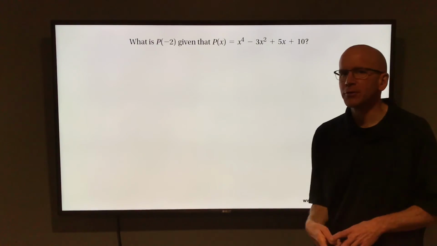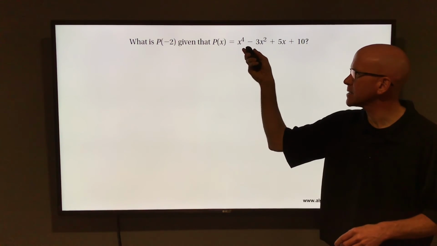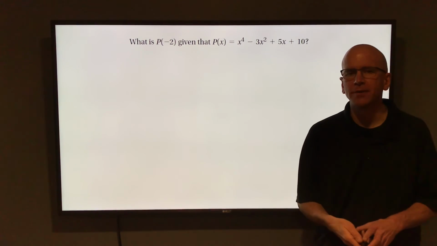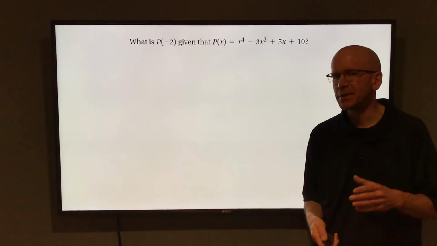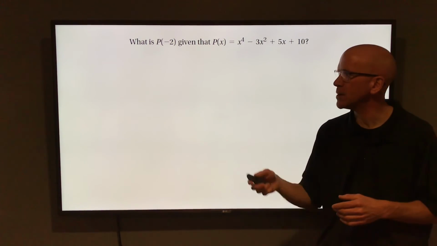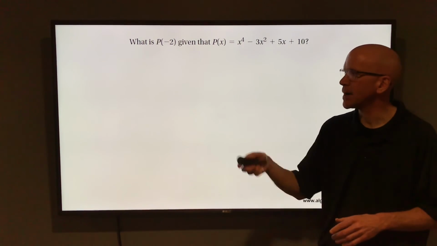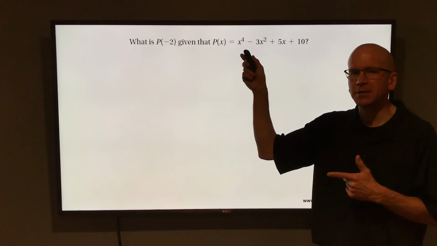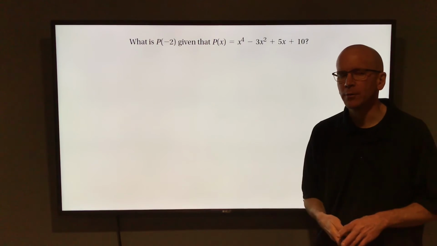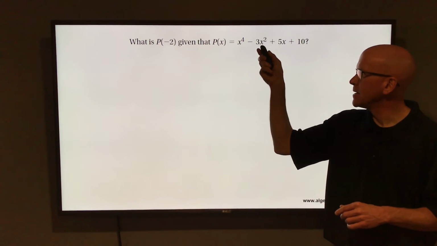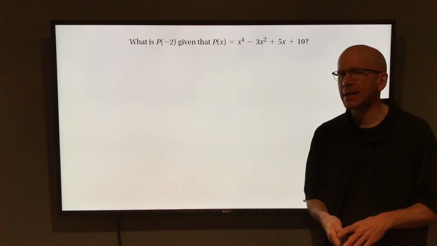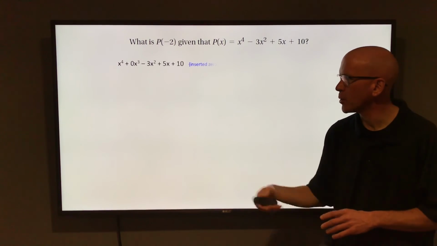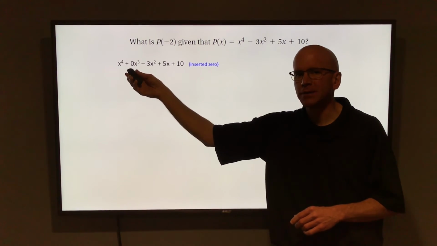What is p of -2 given that p of x equals x to the 4th minus 3x squared plus 5x plus 10? We're going to use synthetic substitution. First step is to look for any skipped or missing terms. Just count down the exponents. We have exponents of 4, then an exponent of 2. So you're missing an exponent of 3. We're going to have to fill in with a 0x to the 3rd. Then you have exponent of 2, exponent of 1, and then the constant term. So missing that exponent of 3, fill in with a 0x to the 3rd.